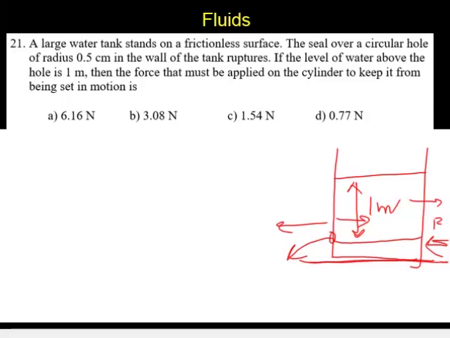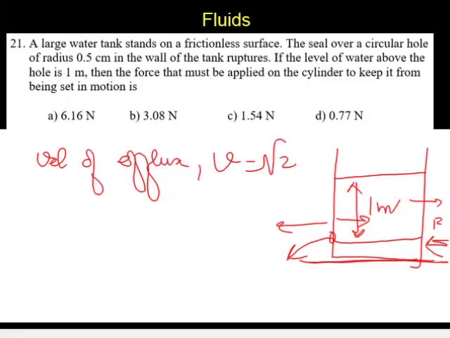Now for that we will first calculate the velocity with which water is coming out. That we call the velocity of efflux. So velocity of efflux V is equal to root 2gh. In this case h is 1 meter. So V is equal to root 2g.